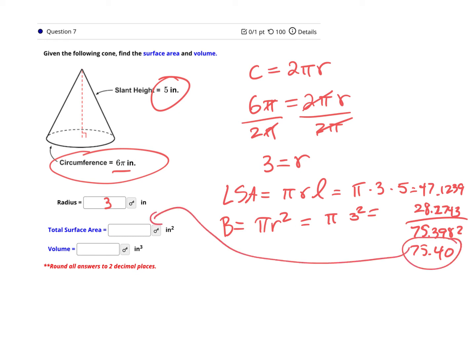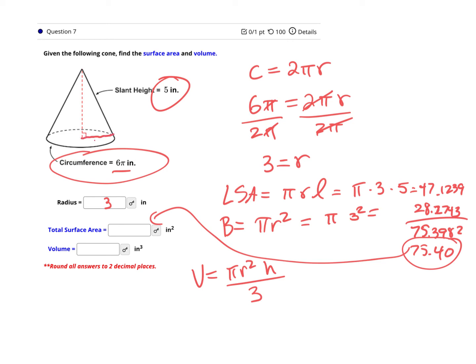So the next thing that we're going to want to do is take a look at the volume. Well, the volume is just the area of the base, which because it's a circle is pi r squared, times the height, and divide that by 3. Now, we don't know the height, so we're going to have to figure that out.